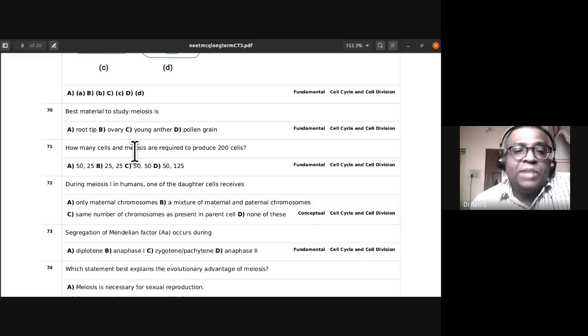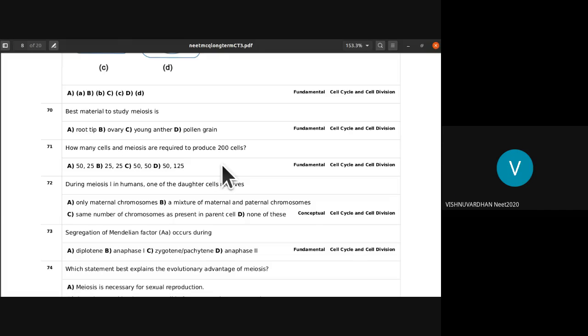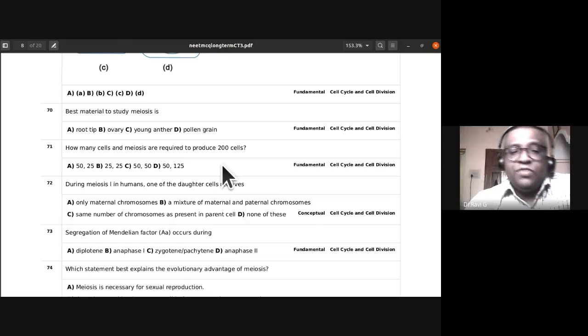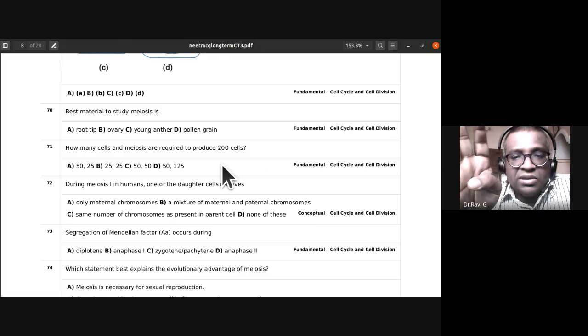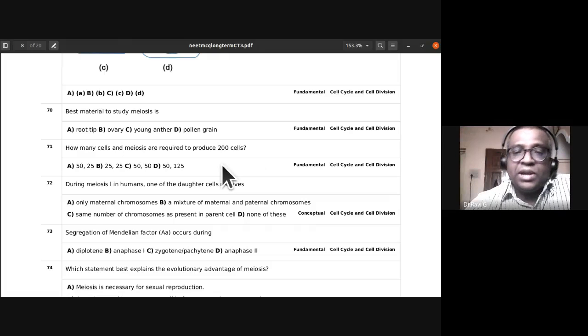How many cells and meiosis are required to produce 200 cells? 50 is the answer, 50 cells. One parent cell becomes 4 haploid cells, you know that. So 50 into 4 is 200. So 50 cells and 50 meioses have to take place. Simple maths, don't get complicated like what we discussed yesterday.